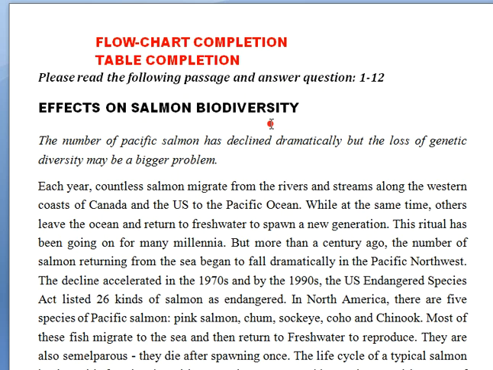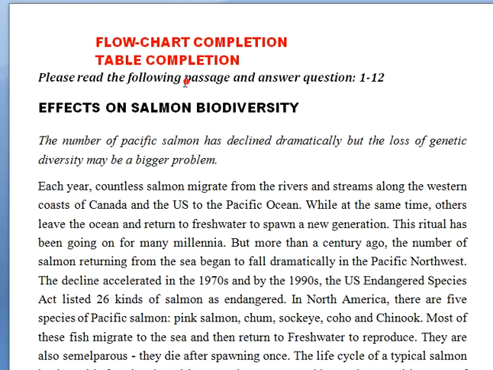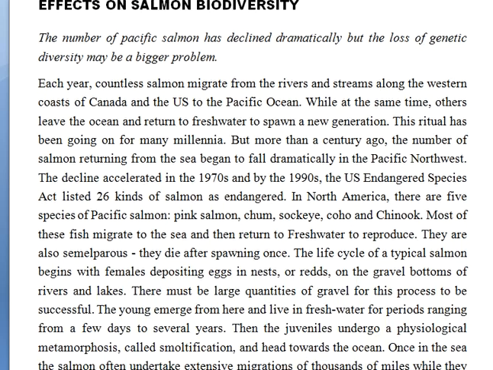So let's begin to understand the strategy, what we should do. The first thing you should do in the passage is go through the passage in about 20 seconds to try to understand what it is about. So let's try to do this. It is saying effects on salmon biodiversity. The number of Pacific salmon has declined dramatically, but the loss of... Each year countless salmon migrate from the rivers. Okay, I'm getting some idea about this.